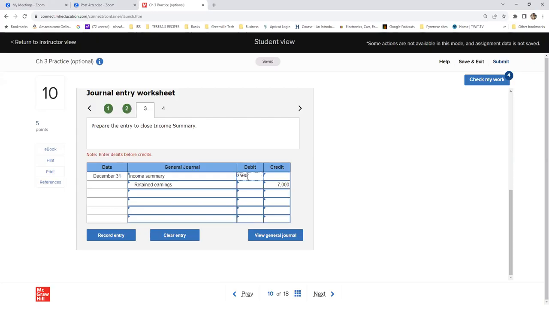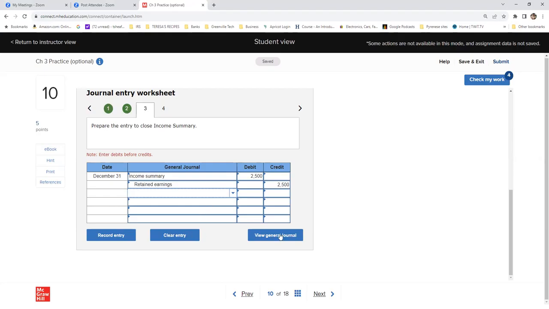Now, if you look back, we had $9,500 and $7,000. The difference was $2,500, but it was a credit balance because revenue exceeded the expenses, right? Now we're going to close out income summary, credit retained earnings $2,500. So if there's a retained earnings balance there, that is going to get increased by $2,500 carried into the next year. Okay. And then finally, we've got to close out dividends.